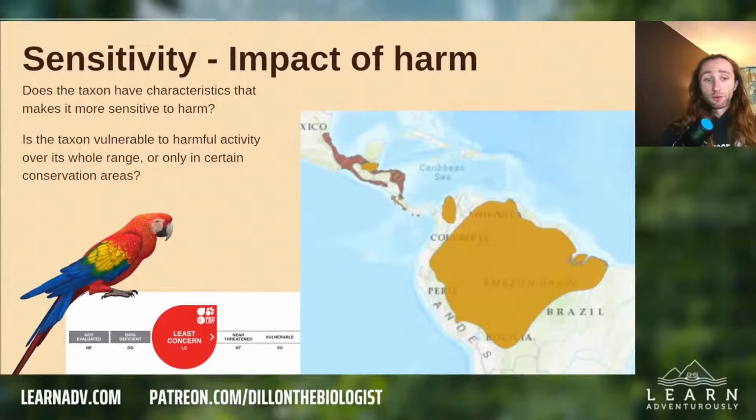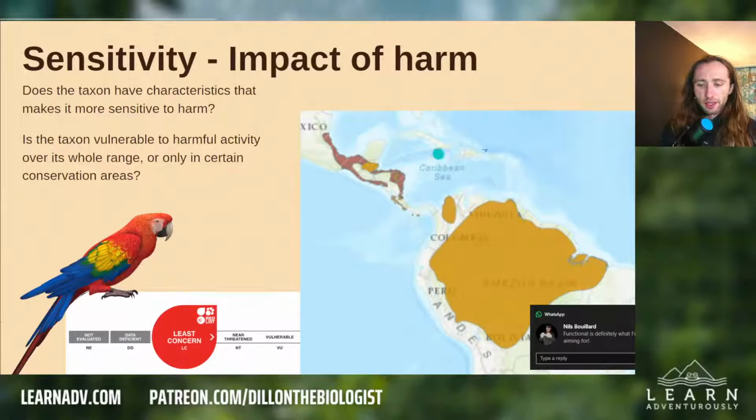But if you look up here in Central America, most of their range, they're actually extinct. They can only really be found in just a few little pockets. So in this case, sharing a location of a scarlet macaw population found in Brazil may not be as impactful as sharing a location found in this Guatemala, Mexico, Belize area. So just keep that in mind.